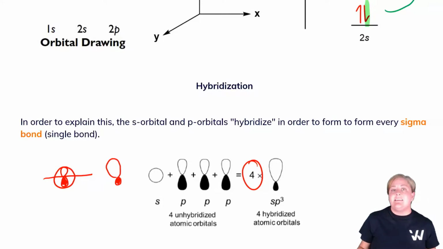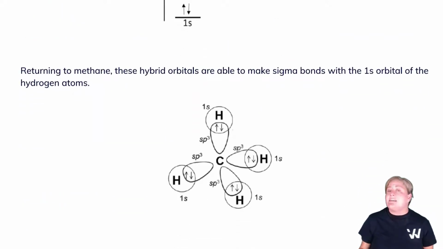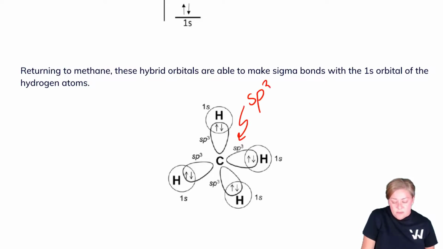Let's start by looking at these new orbitals. So you'll notice now, instead of having an s and 3 p orbitals, instead we have 4 sp3 orbitals. And importantly, 4 unpaired electrons. Now we can make 4 bonds to the hydrogen atoms around the carbon. So when we come back to methane, when we come back to CH4, this carbon here is called sp3 hybridized. And in fact, any atom that has 4 sigma bonds like so will be sp3 hybridized.